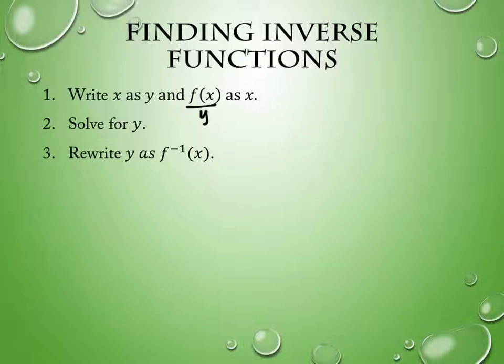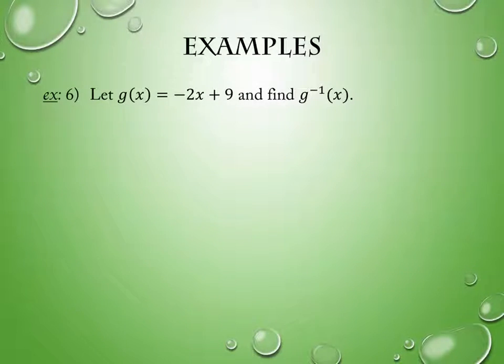Okay, and the next 3 examples, I think it was 3, are finding these with different types of functions. Everybody good? All right, here's our first function, g of x. G of x is negative 2x plus 9, and we're going to look and find g inverse.